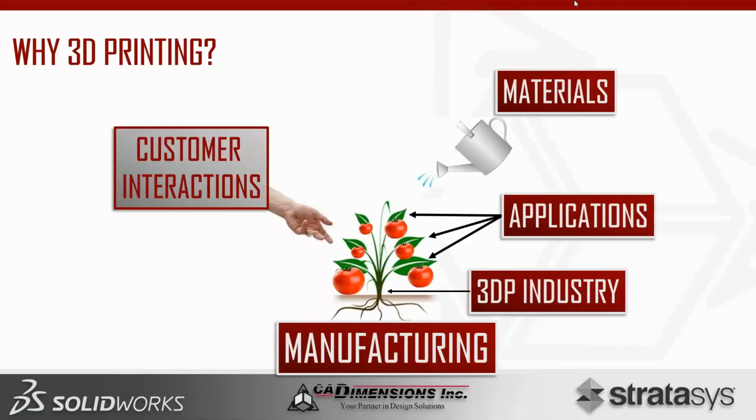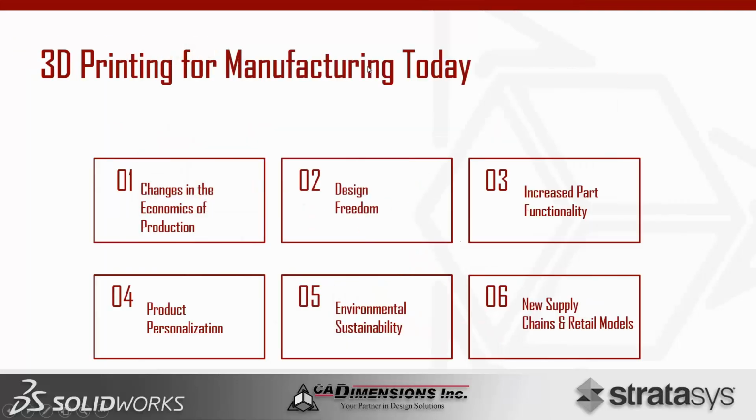As we go further, we like to talk about 3D printing for manufacturing today. So there's 6 basic talking points when it comes to manufacturing and 3D printing. The first being changes in the economics of production. So what that basically refers to is the repeatability factor of 3D printing.